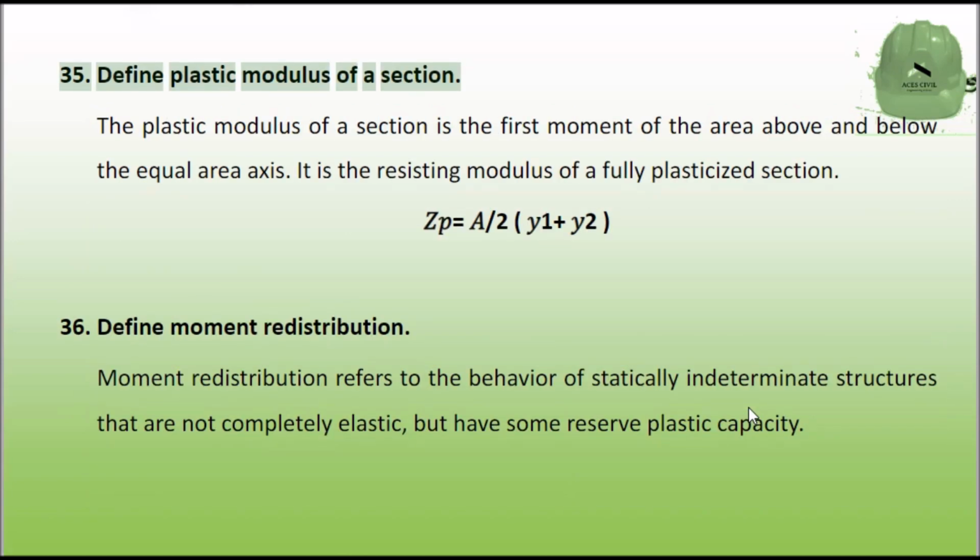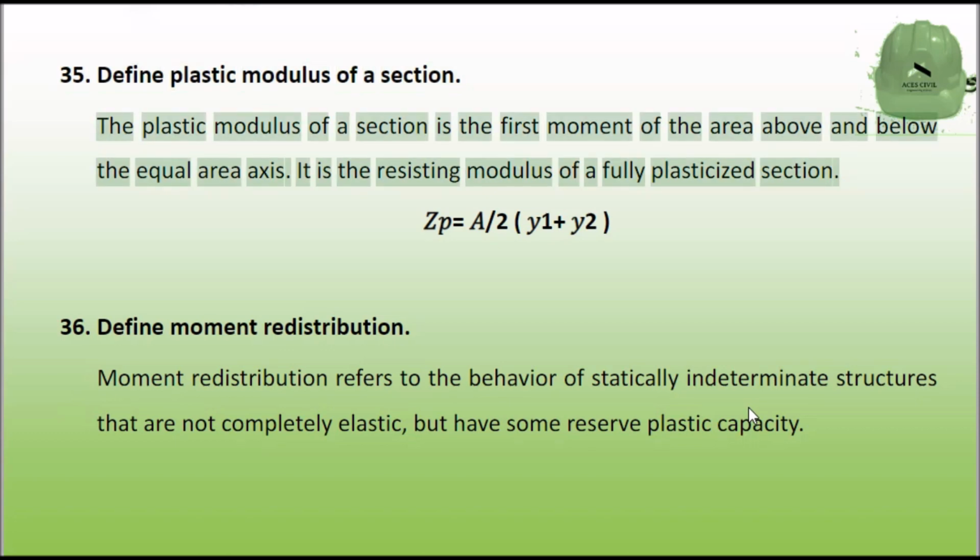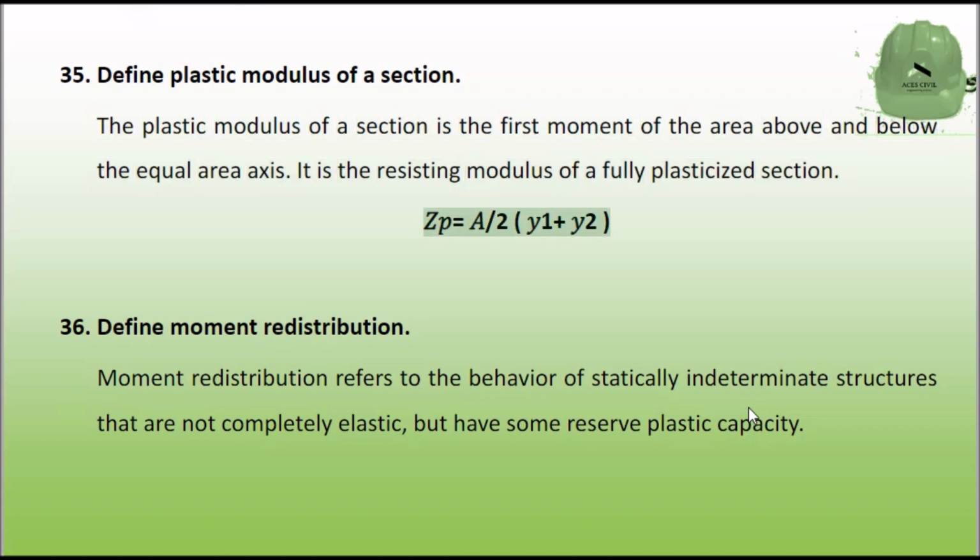Define plastic modulus of a section. The plastic modulus of a section is the first moment of the area above and below the equal area axis. It is the resisting modulus of a fully plasticized section. Equals A/2 (y1 plus y2).